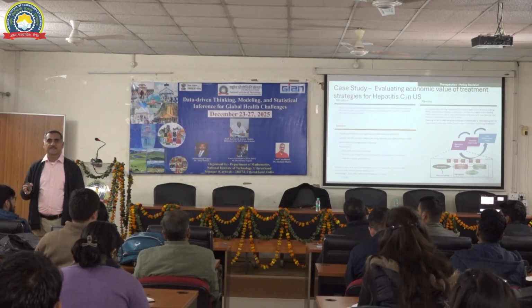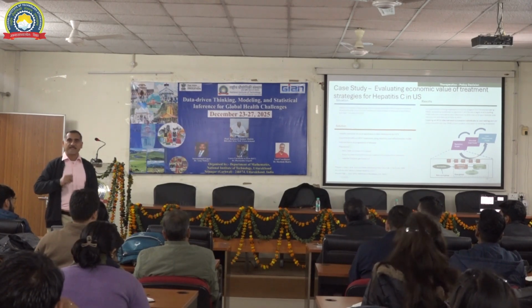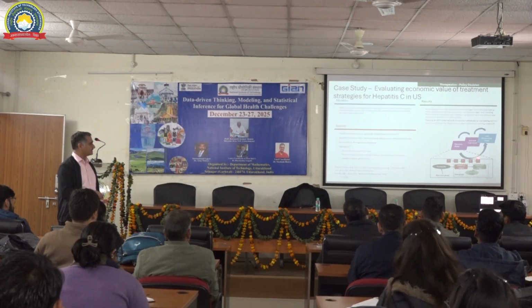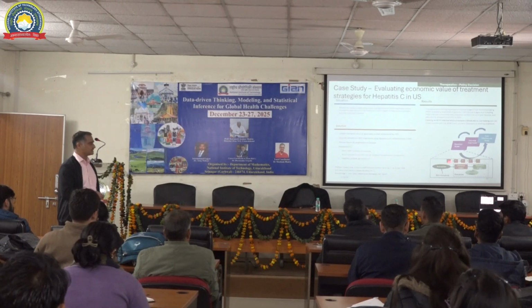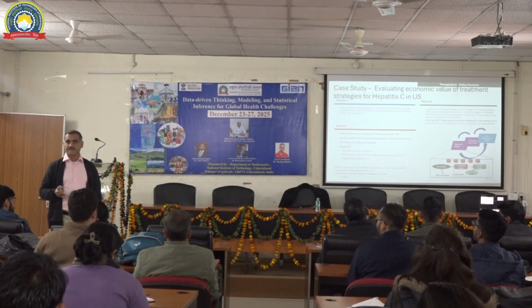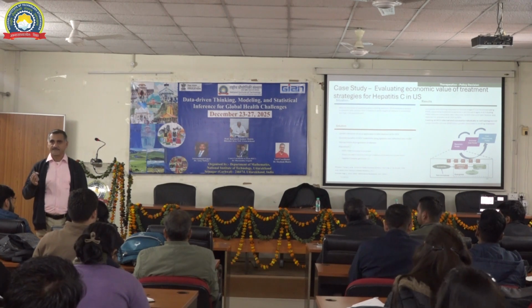Because we were interested in expanding the treatment. Typically the guideline says the treatment is only given to these 2 sets of people, not to all the stages, not to the initial stages of the liver. Only at the last 2 stages is the treatment given. That's the guidelines, government guidelines.